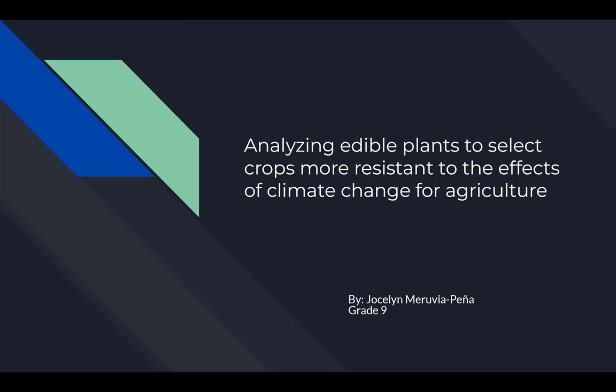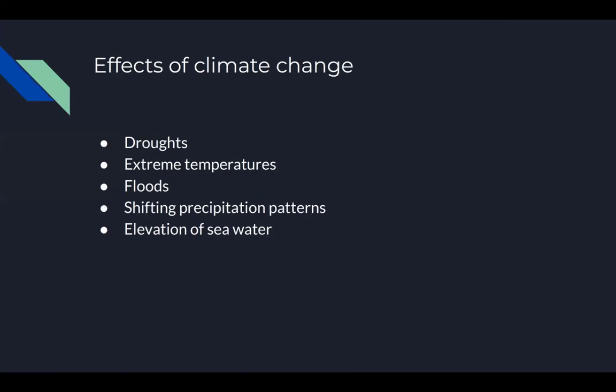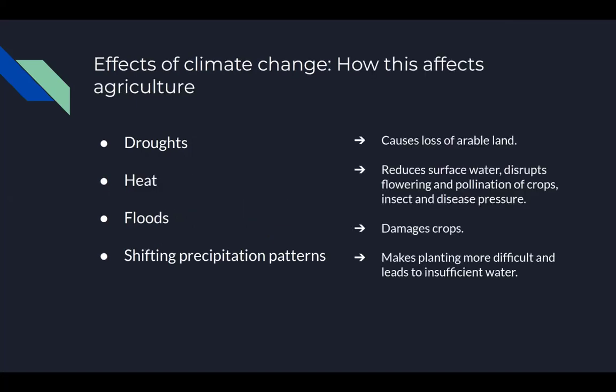My presentation today is about analyzing edible plants to select crops more resistant to the effects of climate change for use in agriculture. Climate change has many effects on the environment, such as droughts, extreme temperatures, floods, shifting precipitation patterns, and the elevation of seawater. These effects affect agriculture because they cause loss of arable land, they reduce surface water, they disrupt flowering and pollination of crops, among other things.